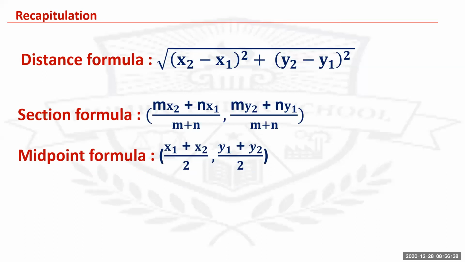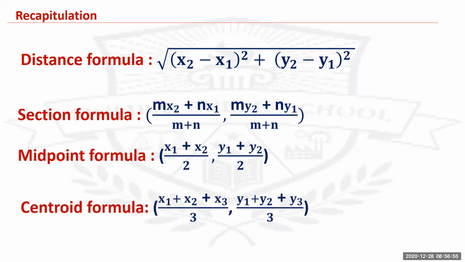After that, we had studied the midpoint formula. The formula is x1 plus x2 upon 2 for the x coordinate, and y1 plus y2 upon 2 for the y coordinate.